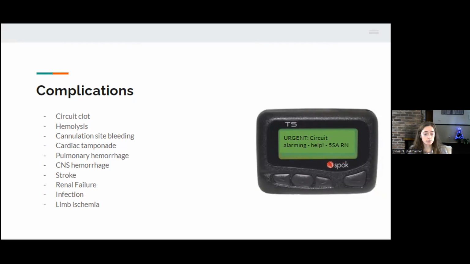Cannulation site bleeding can be significant because you're accessing an arterial system. Cardiac tamponade can happen if there's complications. Pulmonary hemorrhage can also occur. CNS hemorrhage can also occur in the setting of anticoagulation. Stroke can also occur. Renal failure, sometimes related to hemolysis and pigment nephropathy. Infection can happen as well, as well as limb ischemia related to the placement of the cannula.